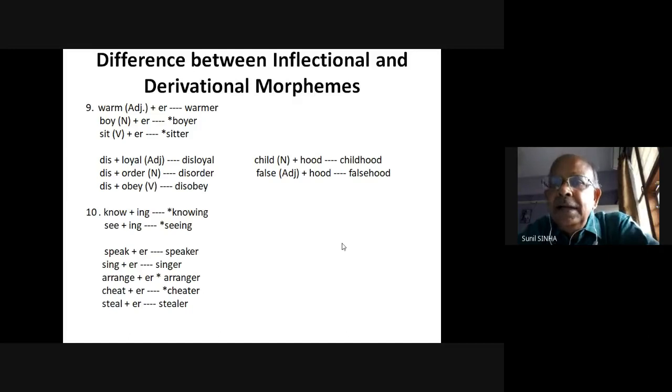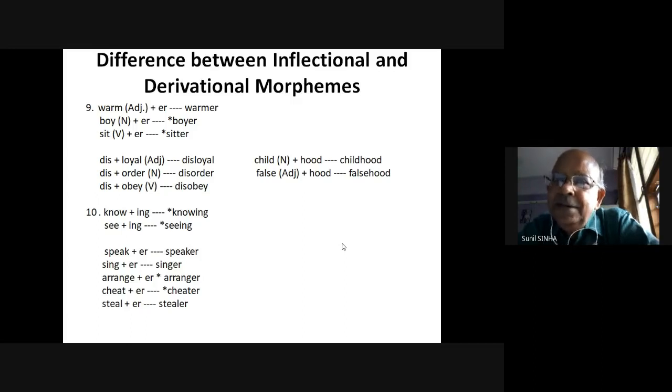But look at the derivational morpheme dis. This is a prefix, and this can be added to an adjective, loyal, and we get disloyal. This can be added to order, a noun, and we get disorder. This can be added to obey, it's a verb, and we can get disobey, right? Similarly, look at child. Hood can be added to child, which is a noun, and we get childhood. Hood also can be added to an adjective false, and we get falsehood.